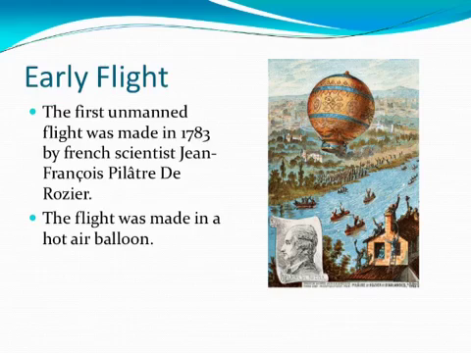The first unmanned flight was made in 1783 by French scientist de Rosière, and it was made in a hot air balloon. At first, they had the hot air balloon tethered to the ground, but as they began to really look at it and they were comfortable with it, they let the hot air balloon go. And the first recorded flight was over 500 feet off the ground.